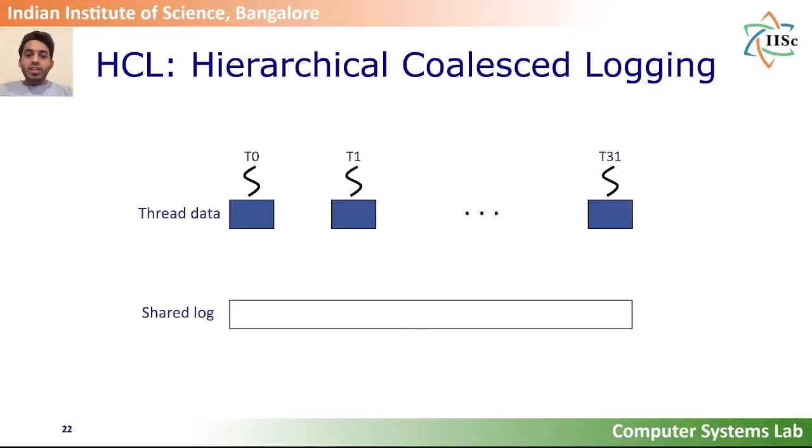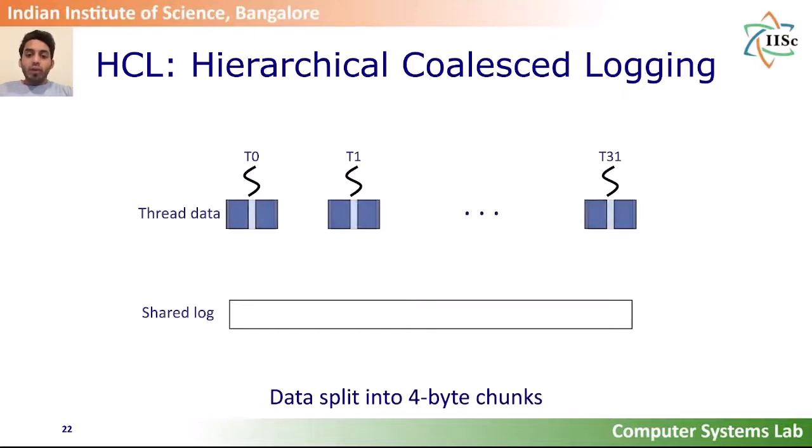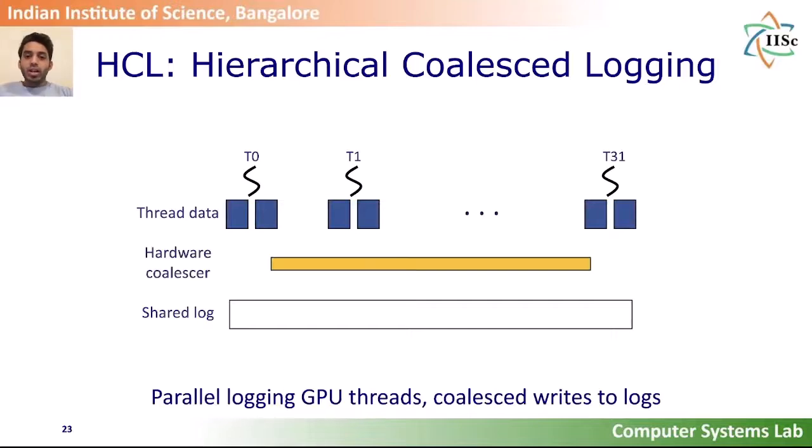Our second innovation is that we take advantage of GPU's hardware coalescing. Cache lines in GPUs are typically 128 bytes long, and each warp contains 32 threads. We split data being inserted into the log into 4-byte chunks. These 4-byte chunks are then written into the log in parallel by all 32 threads within a warp. This allows the GPU hardware to coalesce the writes into a single 128-byte parallel write operation.